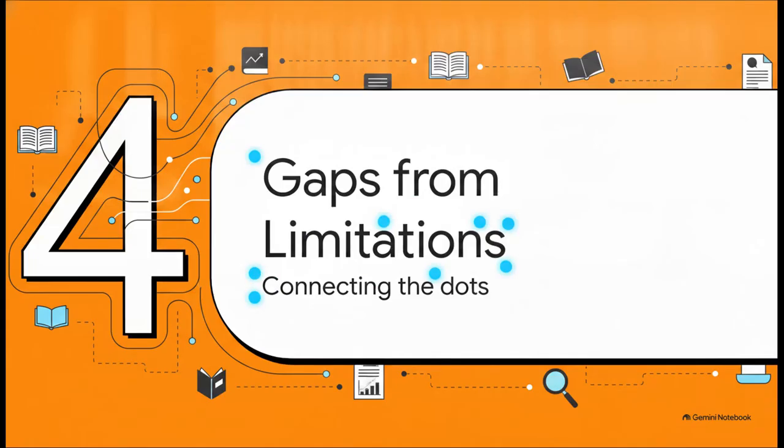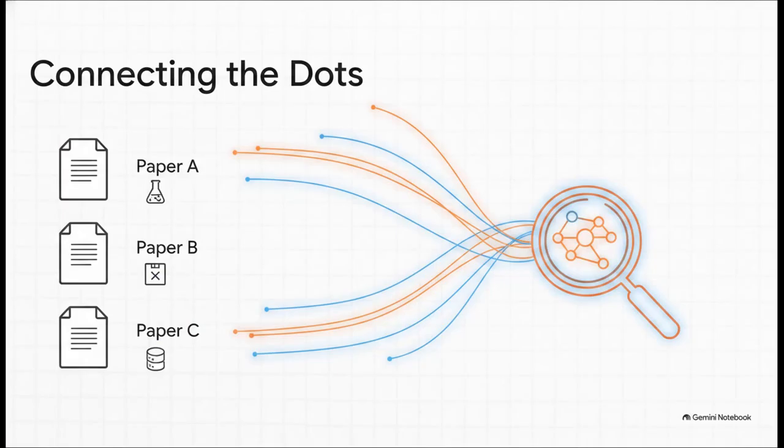All right, Section 4, finding gaps from limitations. Let's connect some dots. So how do you systematically find these gaps? You do it by connecting the dots across multiple papers. Let's say paper A was only tested with lab data. Paper B was tested under really limited environmental conditions, and paper C, tiny data set.